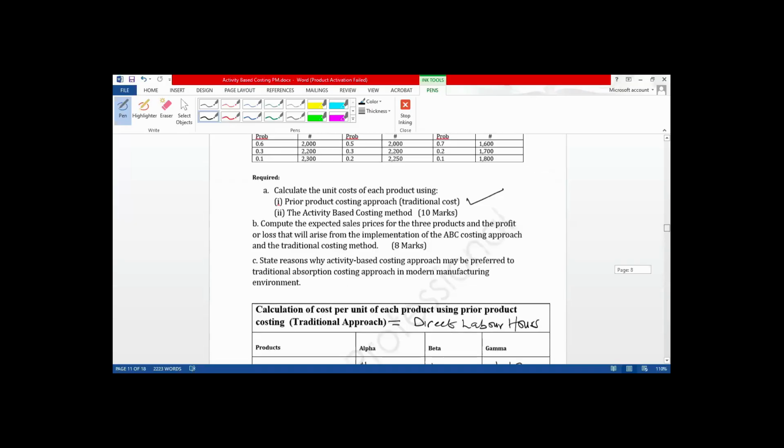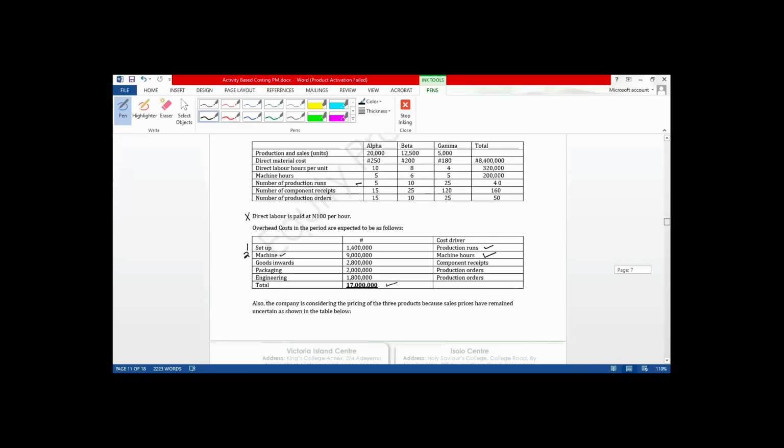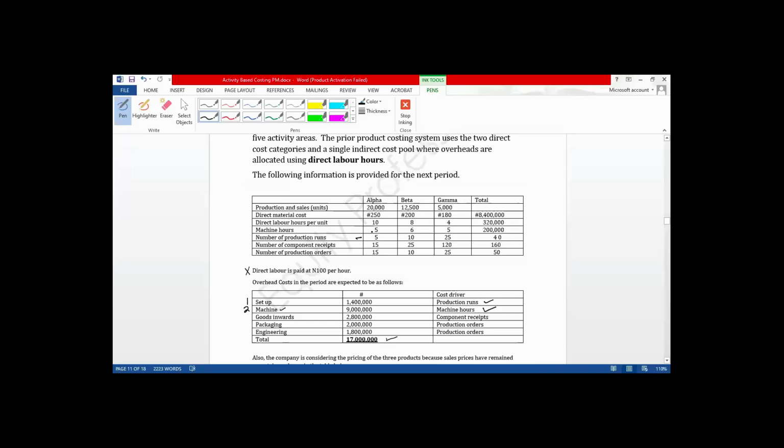If you look at the question, look at machine hour. To produce alpha, 5 machine hour. To produce beta, 6 machine hour. To produce gamma, 5 machine hour. Examiner says total is 200,000. We need now to go and calculate. How does the examiner get 200,000? He has introduced unit to it.